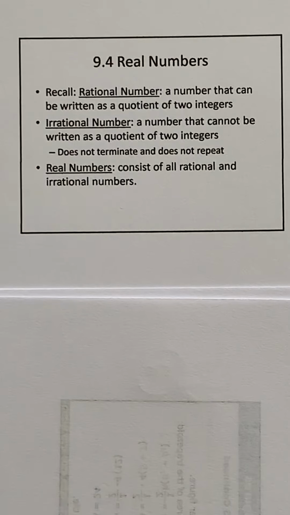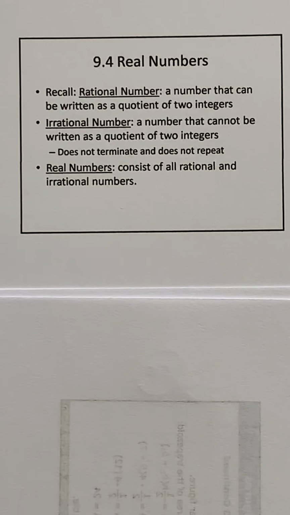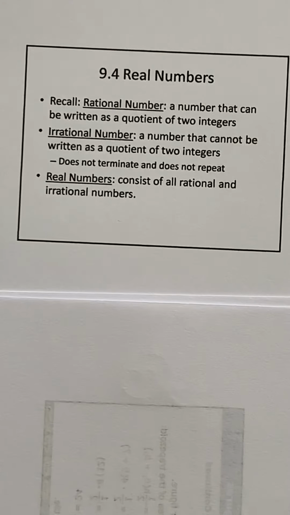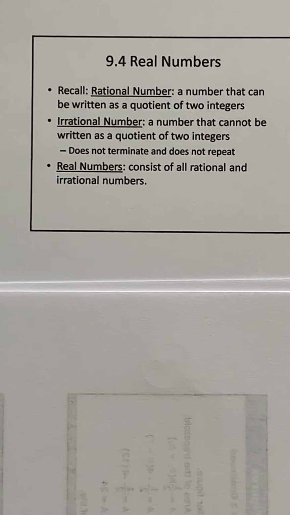Another important thing about this is that irrational numbers do not terminate and they do not repeat. So if they're in decimal form, which all irrational numbers can end up in decimal form, it's non-repeating and it's not terminating. One number I can think of right off the bat would be pi, okay? And then finally, real numbers. Real numbers consist of all rational and irrational numbers.